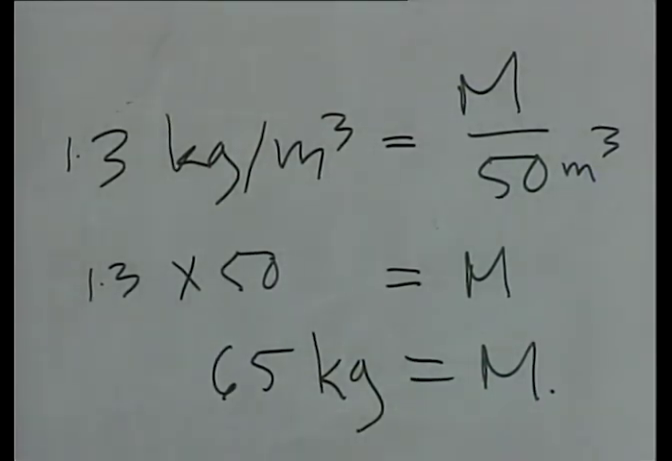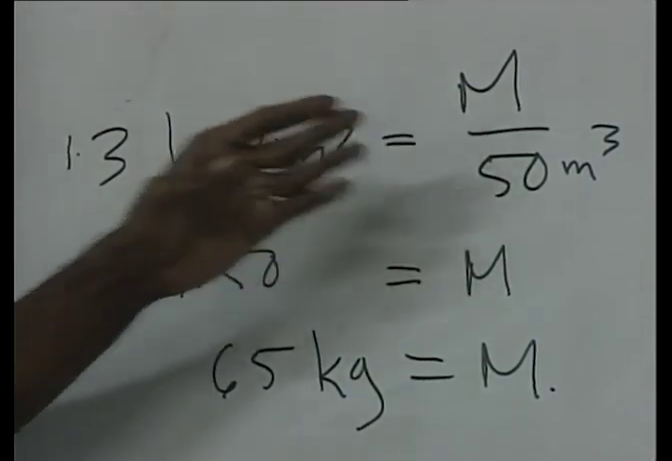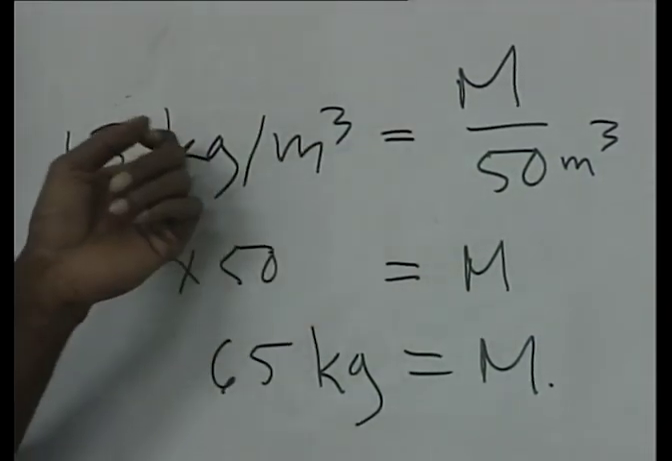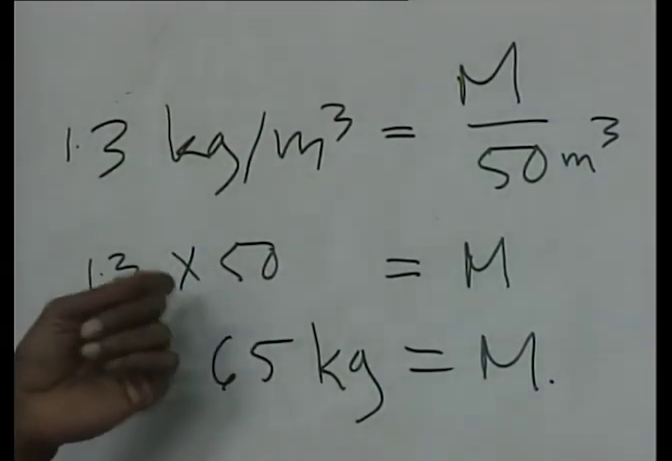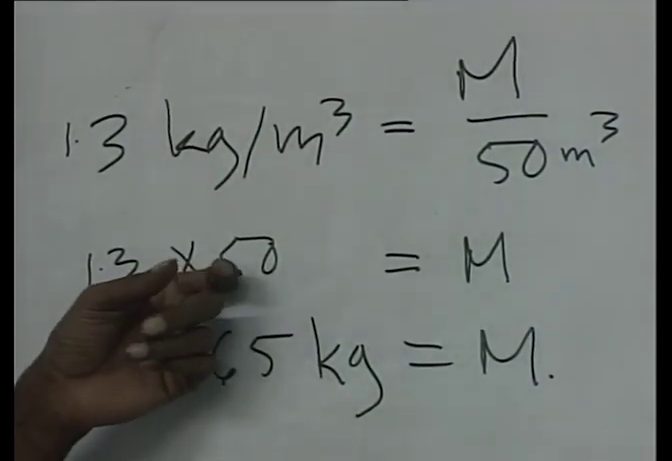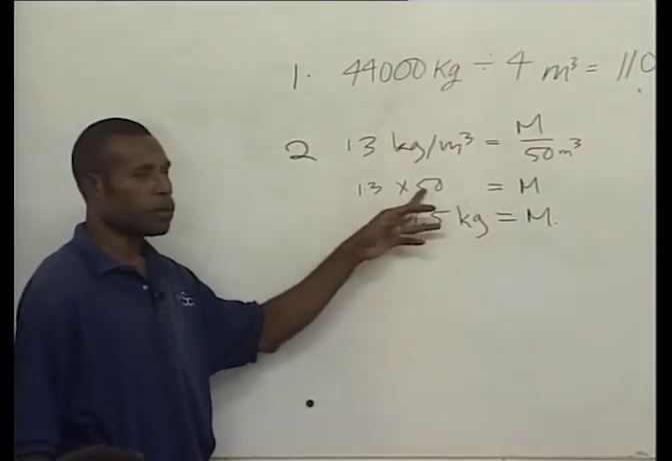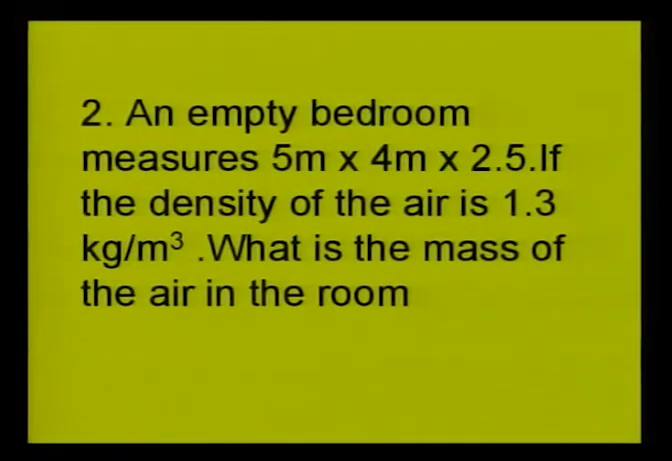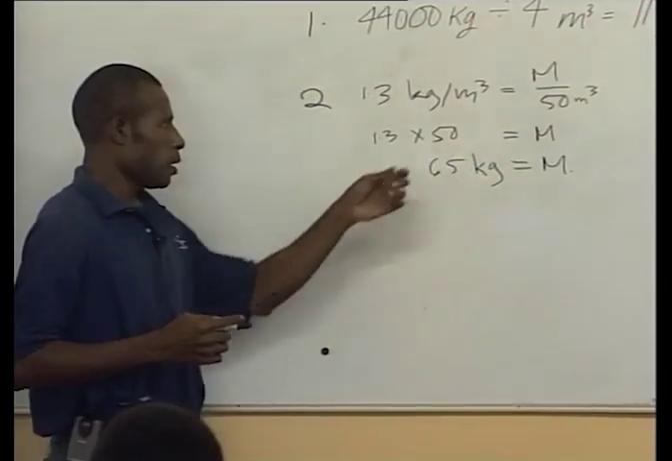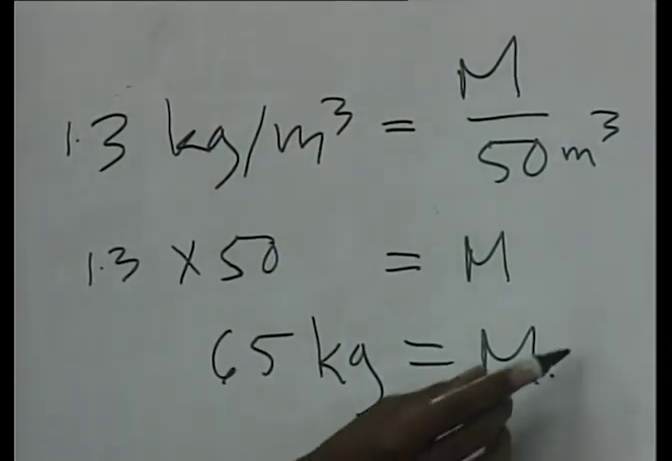Right, simply using that formula, density equals mass over the volume, and this time you are asked to find the mass. You have the volume and also the density given, so it will be density times the volume, because when you multiply 5 times 4 times 2.5, it will give you 50. So 1.3 kilogram per cubic meter times 50 will give you the mass as 65 kilogram. Okay, that is correct.